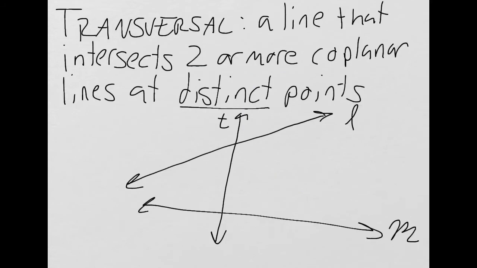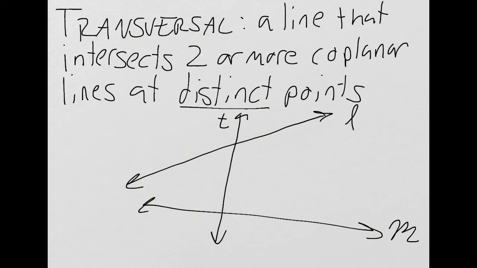Let's look at some more vocabulary. A transversal is a line that intersects two or more coplanar lines at distinct points. Distinct meaning they're separate, they're not the same point. That just means that our two lines don't lie on top of each other and they don't intersect at the point where the transversal crosses them. So this right here, line L and line M, are cut by transversal T at two distinct points.